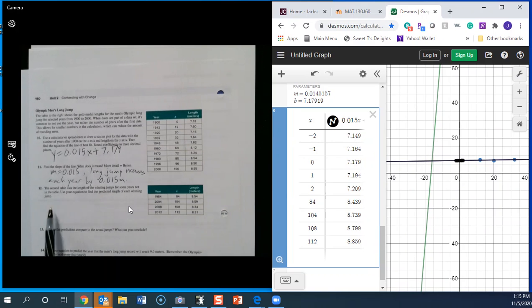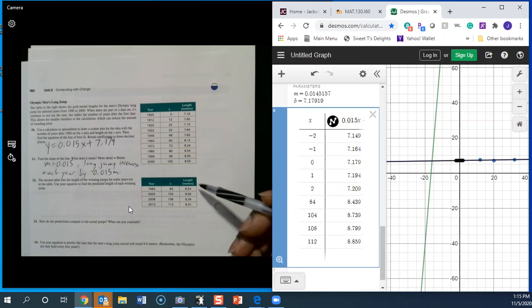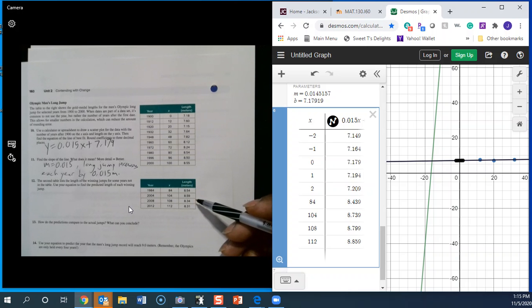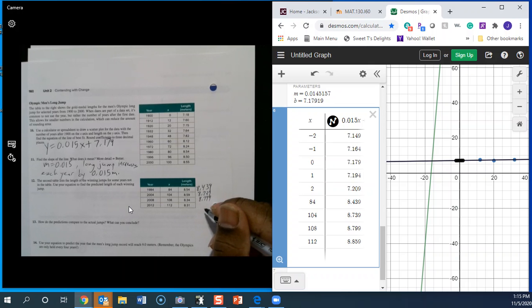For number 12, it says the second table, so we want to put the predicted values. Now, what I typically do when I put the predicted values, I typically will put them over here, right next to the actual values. So for 84, it was supposed to be 8.439. 2004, it was supposed to be 8.739. 2008, 8.799. And then 2012, it was supposed to be 8.859.